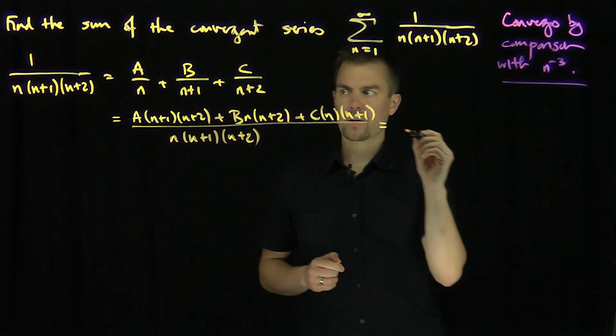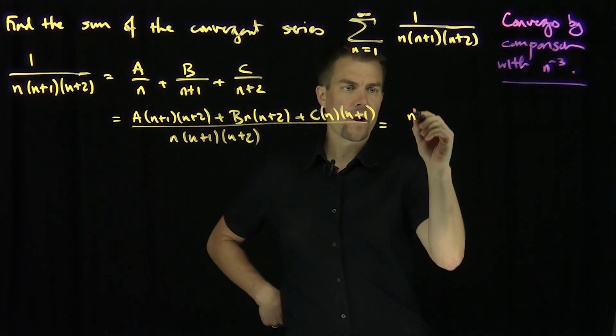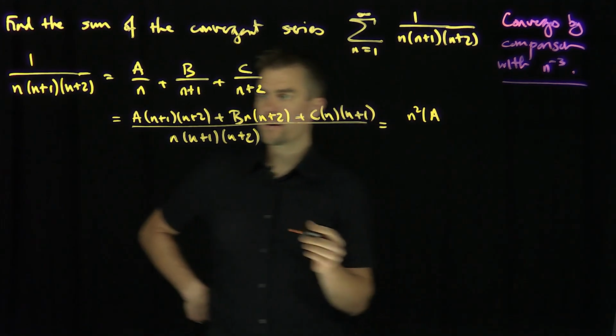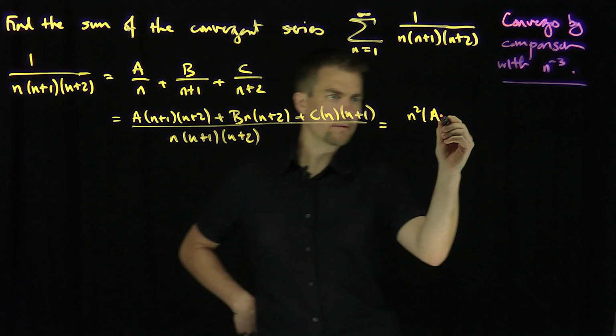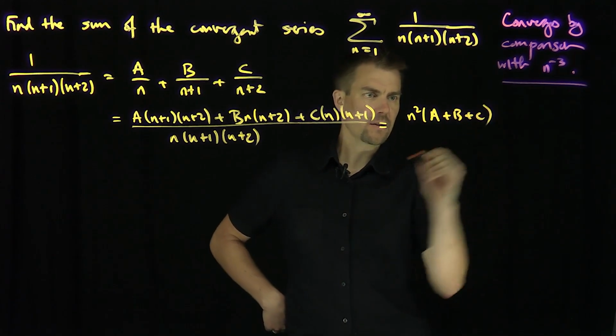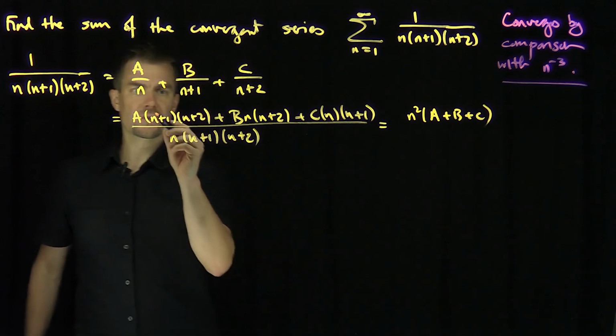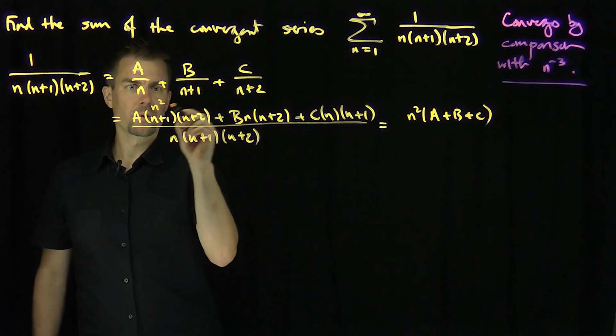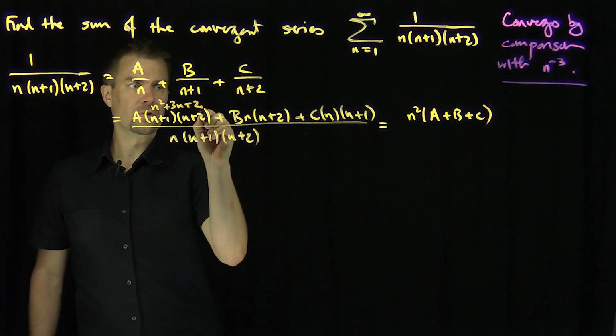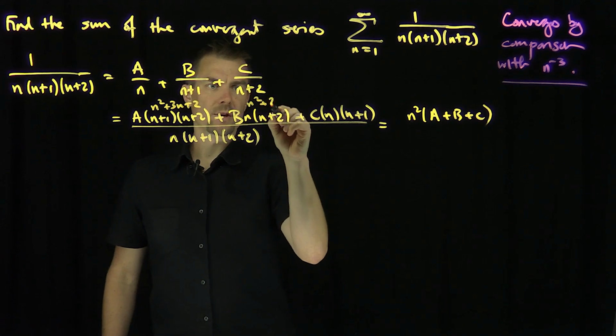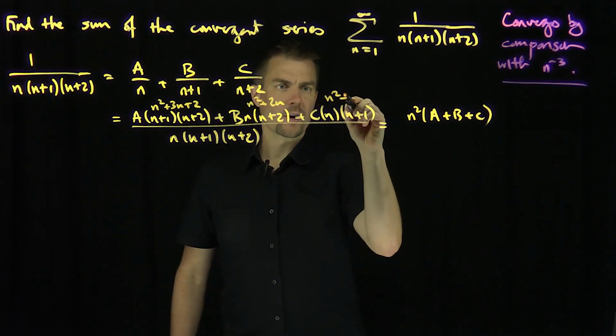So let's gather the like terms. I'm going to have an n squared, with a factor of a, and then b, and then c. So a plus b plus c has to be 0. Let's look at the coefficient of n terms. This, of course, is going to be n squared plus 3n plus 2. This is going to be n squared plus 2n. And this is going to be n squared plus n.